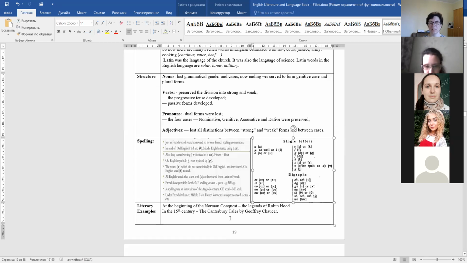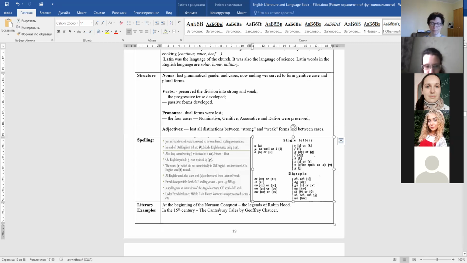Good. Marina, tell us about the literary examples. At the beginning of the Norman Conquest, the legends of Robin Hood. In the 15th century, the Canterbury Tales by Geoffrey Chaucer. So in Canterbury Tales, we see that already the language was English, with lots of French. Okay, thank you.